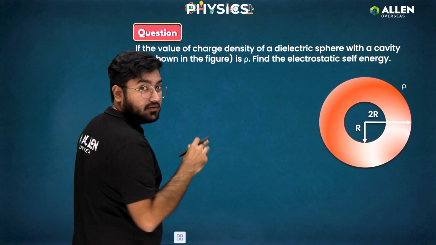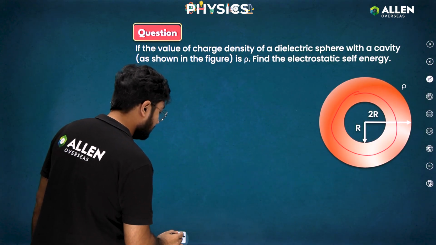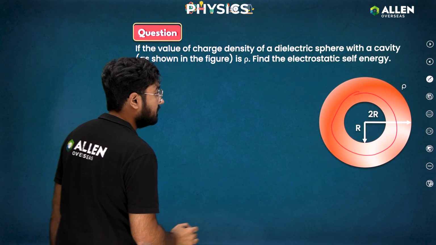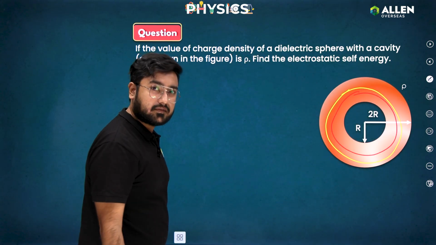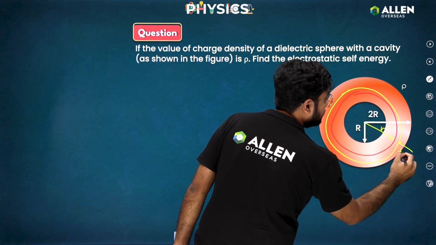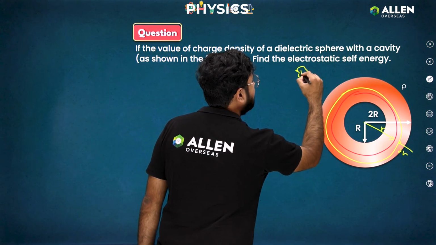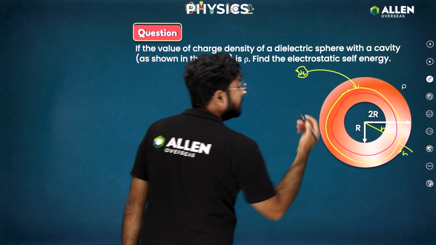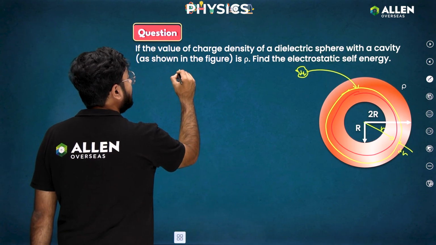So first of all, what we have to do? Consider a sphere. Done. Then increase the radius of that sphere. This is r. This is dr. Charge that is increasing this sphere is dq. Okay. So first of all, what is charge?